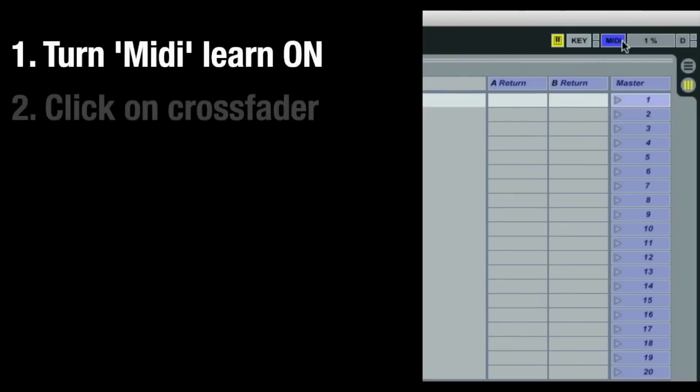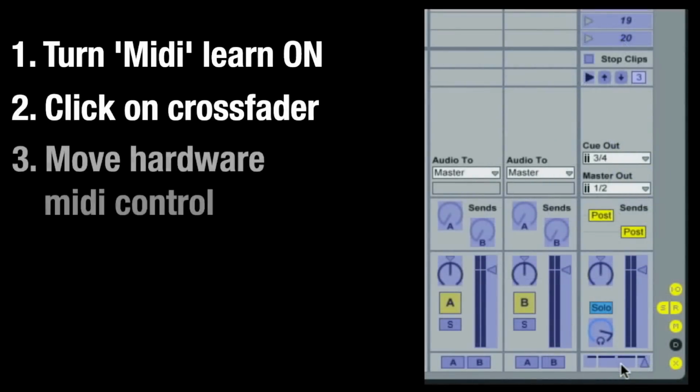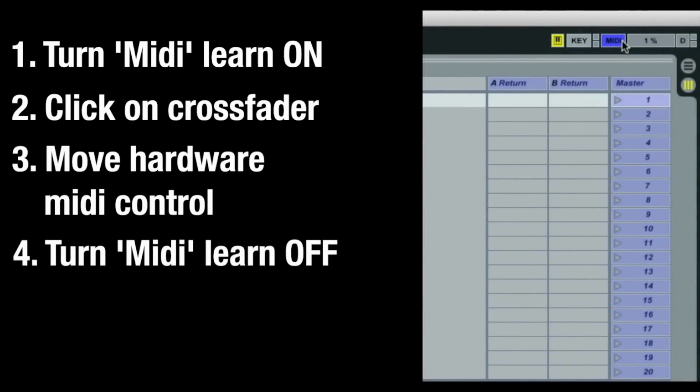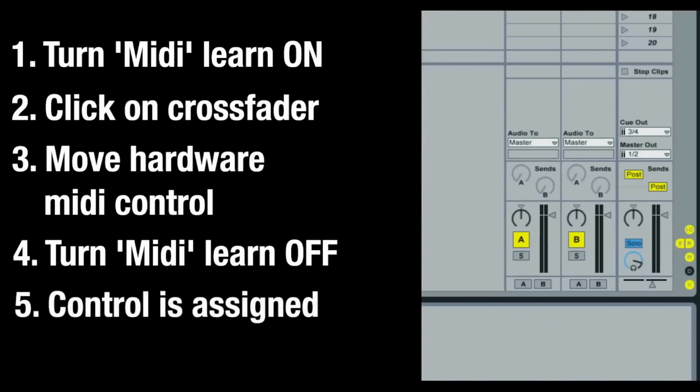To do this, click on MIDI to activate MIDI Learn. Click on the crossfader in Live, move the hardware control you wish to assign, click on MIDI to turn MIDI Learn off, and the controls will be assigned. This is the same procedure for any other MIDI controls you wish to add to your set.